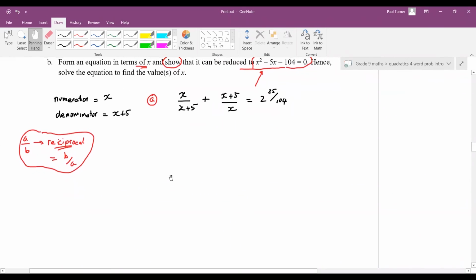Some of you have done these already. So the first thing I did here, I noticed this mixed number, let's turn that into an improper fraction first. So x plus 5 on x plus x on x plus 5 equals, now as a mixed number, that's 233 on 104, like that. So I just turned this mixed number into an improper fraction, sorry. So 2 times 104 plus 25 on 104. That's how you do that.